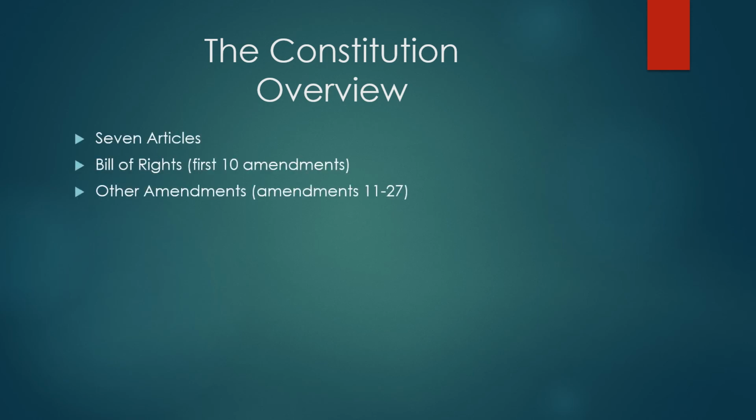There are 7 articles in the United States Constitution. It's actually a very simple document to break down. The core of the document is these 7 articles. At the end of that document, there are 10 amendments that were passed immediately, called the Bill of Rights, a very famous portion of the document. And then since those articles were written and we passed the Bill of Rights, there have been other amendments added to the Constitution, which today includes amendments 11 to 27.